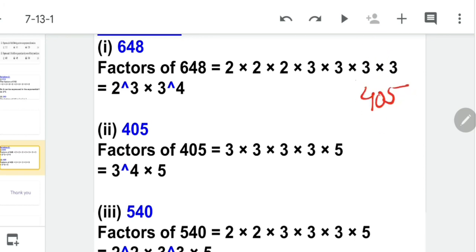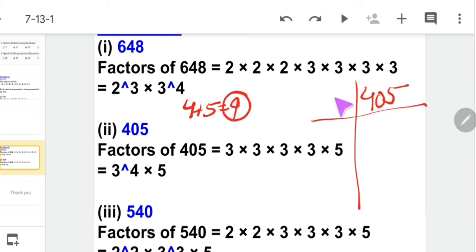Let's see question number second part, that is 405. So we all know that it could not be divisible by 2. So we have to check for 3. 4 plus 5 gives us 9. Yes, that means this is divisible by 3. So let's check with 3. 1, it will become 10. So 3. Then again we have 1 and 5 will become 15. So 5.